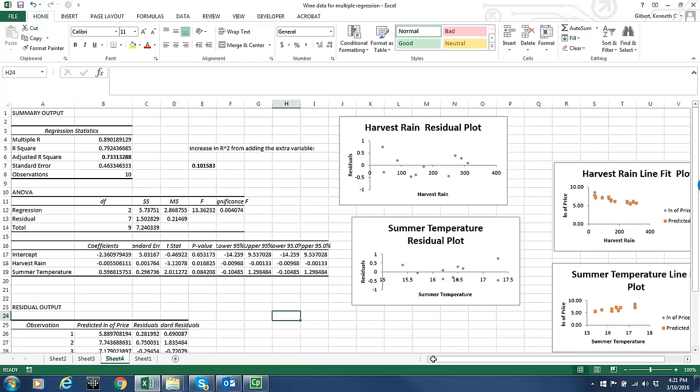The second reason is more of a practical one. It's really easy to explain a model that only has one input. You can literally say for every increase in harvest rain, every centimeter increase in harvest rain drops the price of the wine by so many dollars or euros or whatever. And so that's really easy to understand. It's really easy to explain. When there's 3 or 4 or 5 variables in there, it's not as simple and it's not as intuitive.